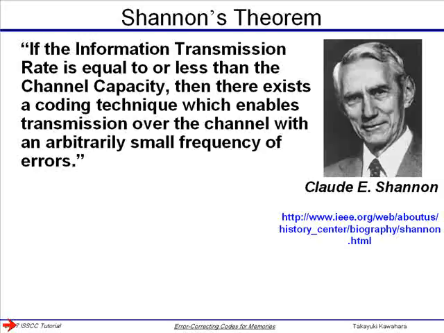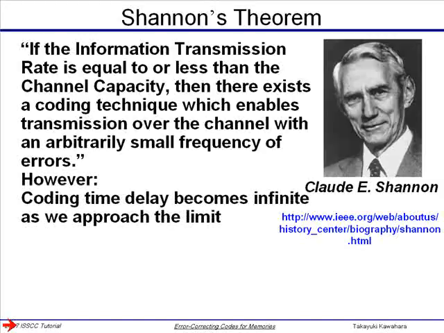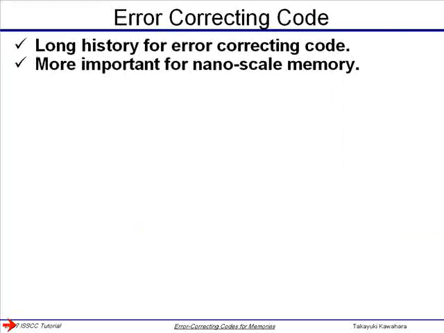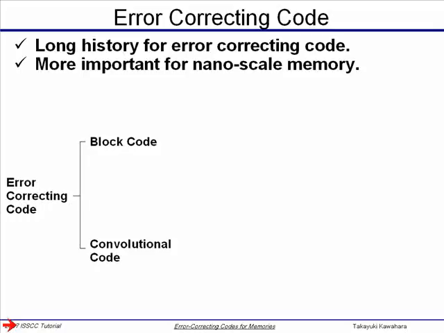However, the coding time and overhead become infinite as we approach the limit. So therefore, many technologies have been developed in ECC to conquer this limit. Error correcting code has a very long history. So this is classified into two codes: one is block code, which I'll explain later, the other is convolutional codes.